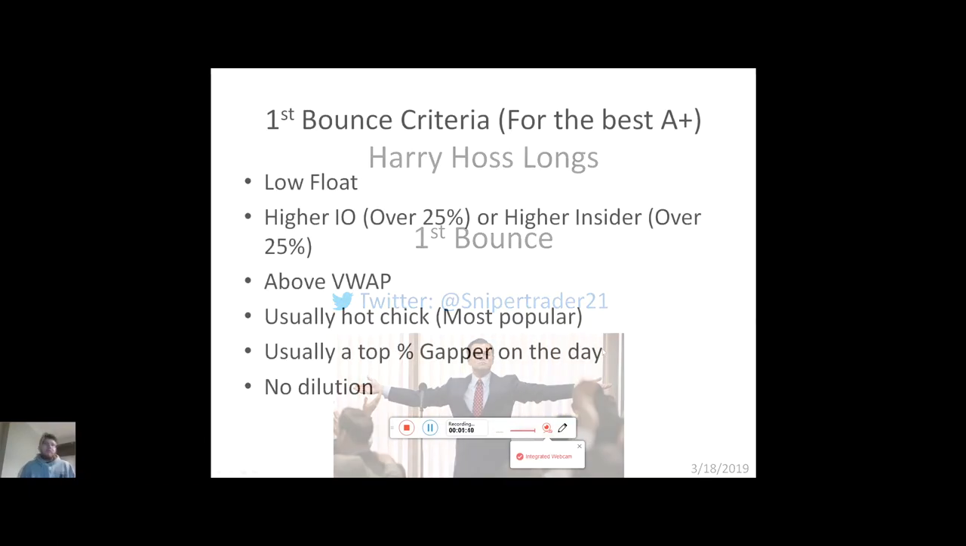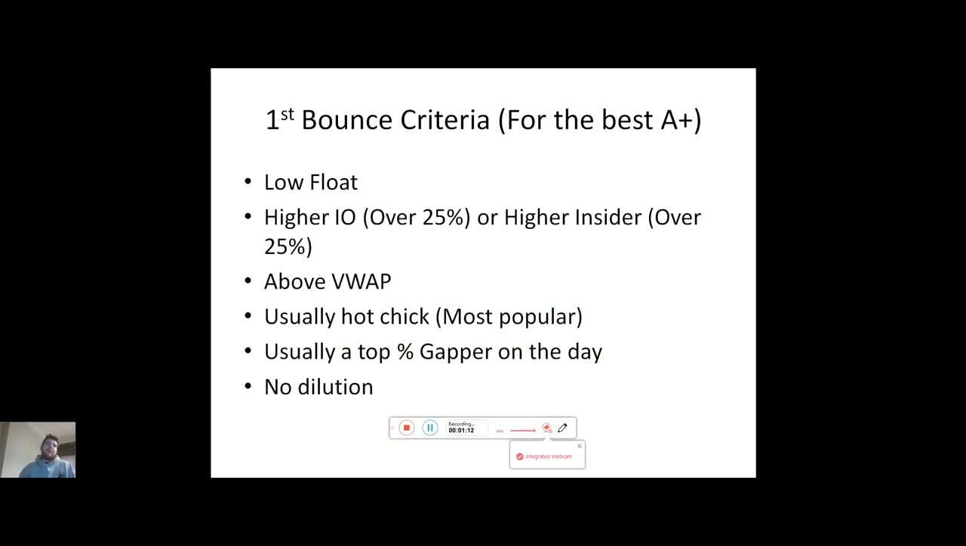So for the first bounce criteria, what I'm looking for is a low float, higher insider ownership, and higher institutional ownership. I like the stock above VWAP. Usually it's the hot stock of the day, the biggest percent gapper on the day. And usually it has no dilution or very minimal, or the company can't dilute. I know there are other fundamental videos. I'm just going over the first bounce, so I'm not going to get into it too much.